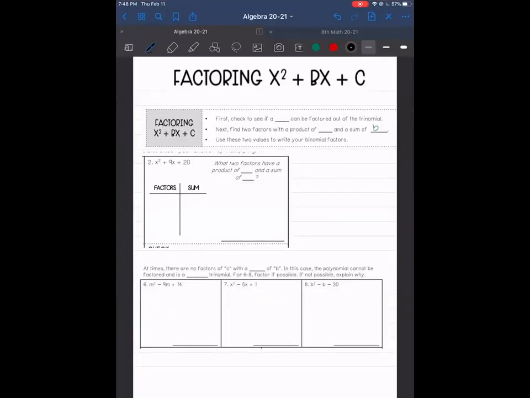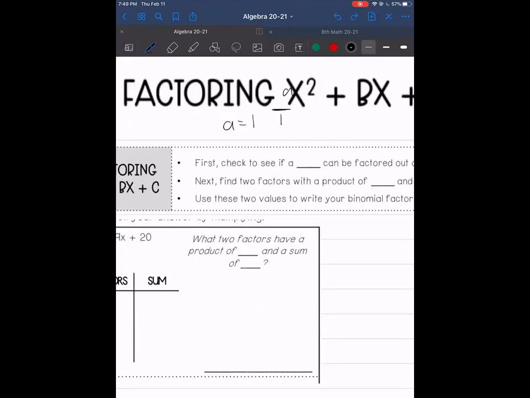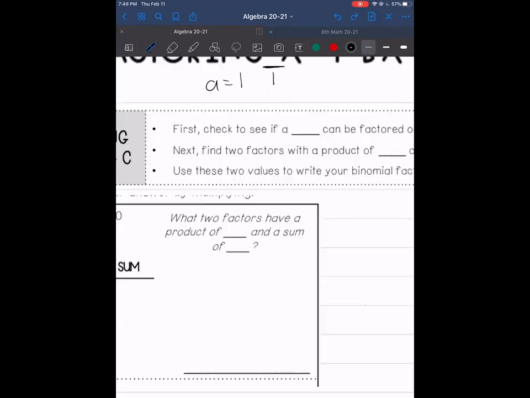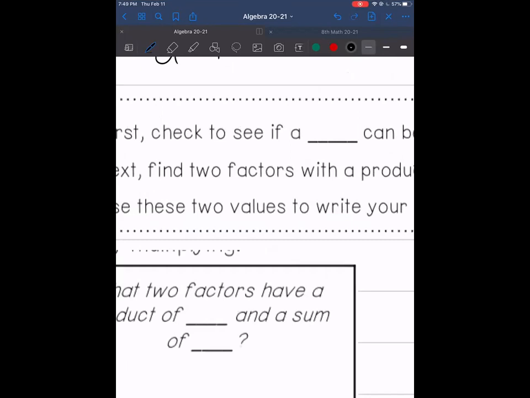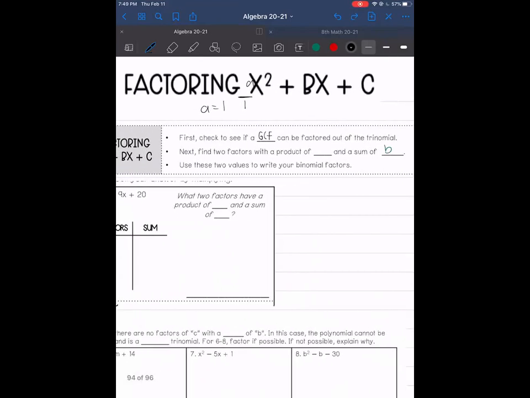Okay, so we're going to go over factoring x squared plus bx plus c in that format. This is factoring our trinomials with a leading coefficient of 1. So our a equals 1 in our format of ax squared plus bx plus c. When we're factoring these trinomials, our first step is to check to see if there is a greatest common factor, a GCF, that can be factored out of the trinomial.